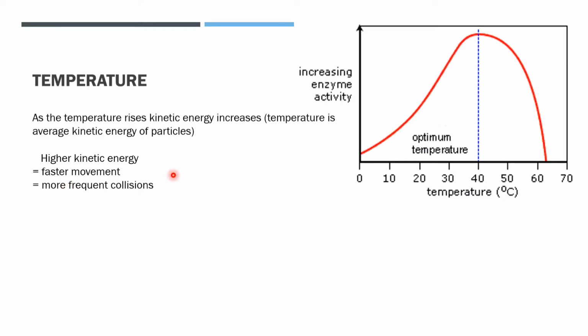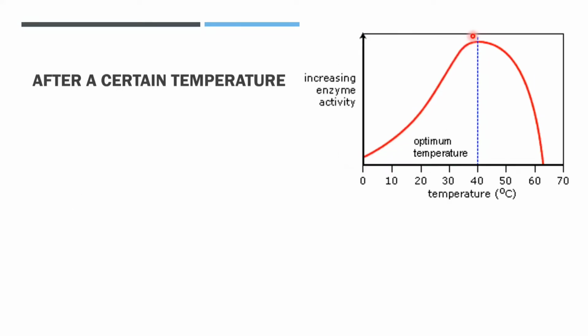And the faster they move, the more frequent the collisions between the enzyme and the substrate. The more frequent the collisions, the more effective collisions will happen, and the more effective collisions means that more enzyme-substrate complexes are formed. And it's these enzyme-substrate complexes that make the reaction occur. So as the temperature increases, so does the enzyme activity, but only to a certain point.